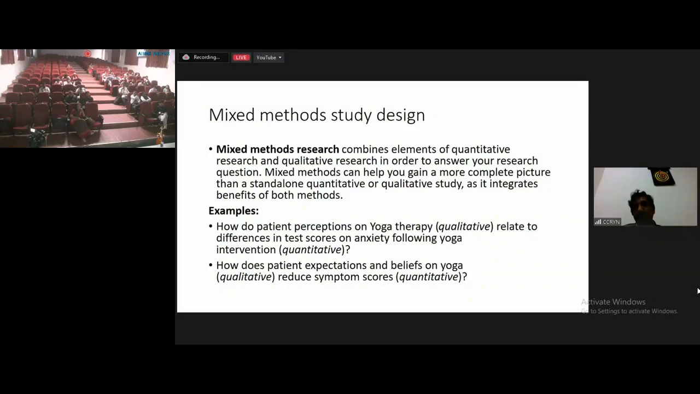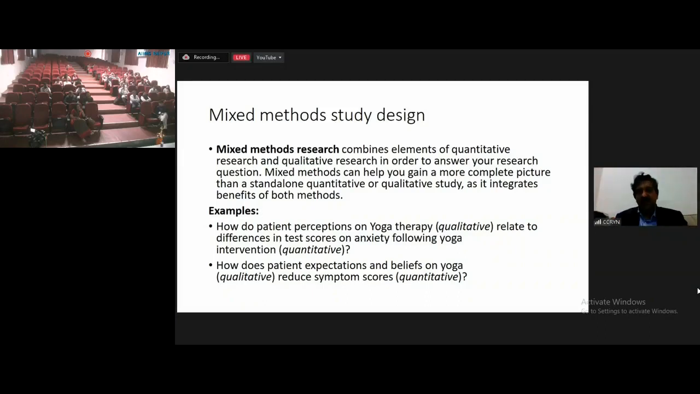How do patient expectations and beliefs about yoga reduce symptom scores? Again, this is a mixed method design. You want to look at patient beliefs and expectations: do patients who have higher expectations have reduced symptom scores? We don't know, so that is a very important aspect to study as well. This is called a mixed method study design, very useful, especially in a yoga setting.